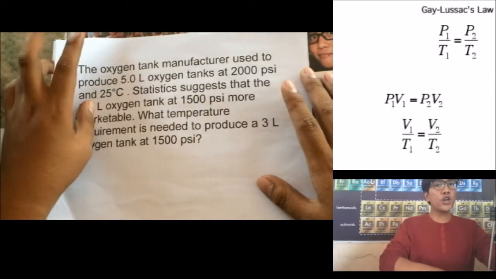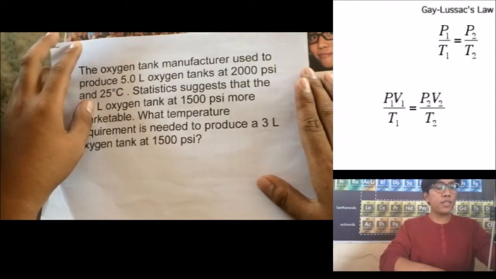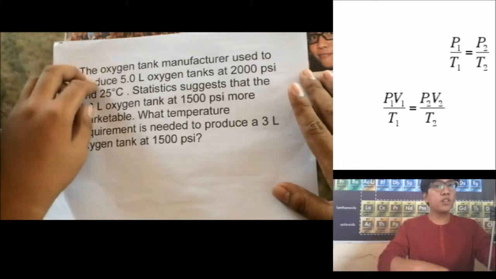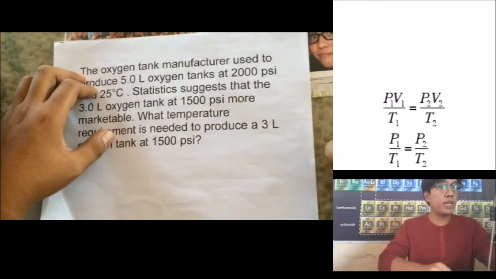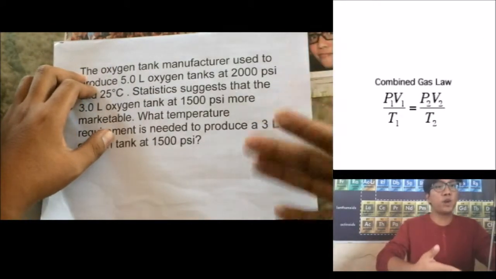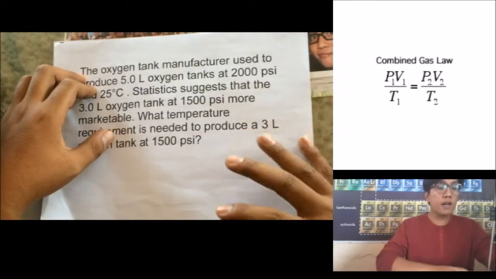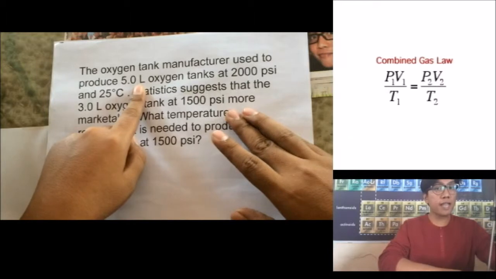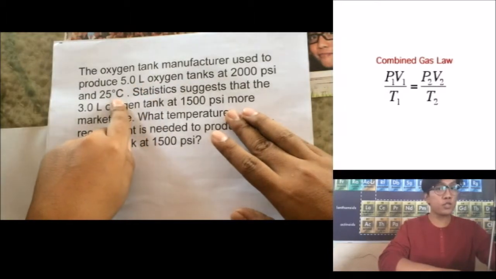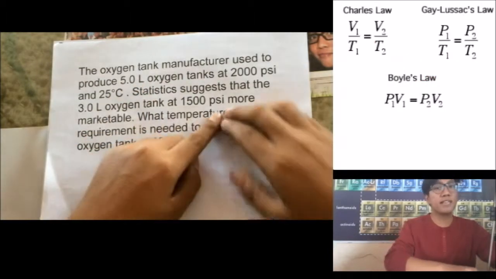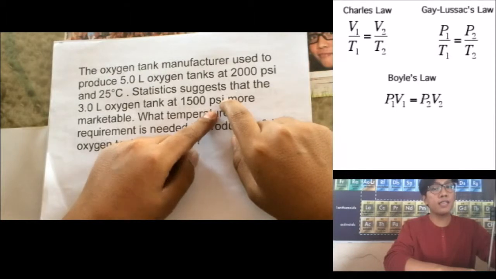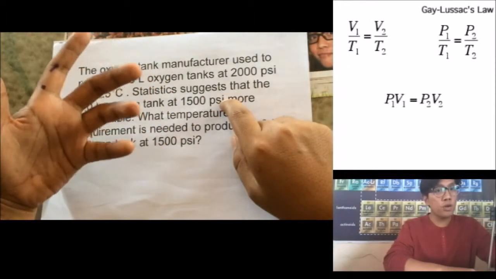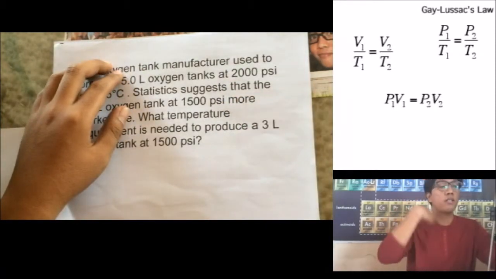Now, if you look at our problem, there are more than two variables involved here. Actually, all of the variables that we have learned are present in this one. We have liters, that's the volume. We have degrees Celsius, that's the temperature, and we have psi, that's the pressure. So we have more than two of the variables involved.